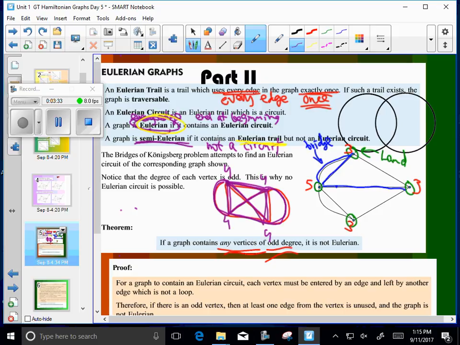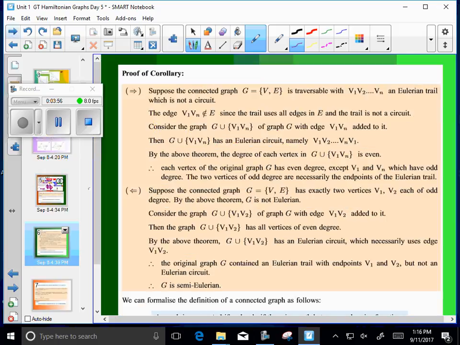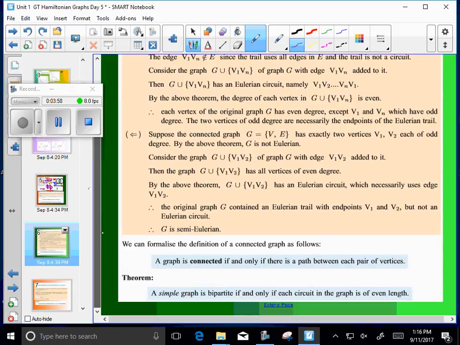What happens the moment you stick an odd one in there? Can't be Eulerian, but it could be semi-Eulerian. Is that all right? So this is theorem 1. If any of the vertices are of odd degree, it's not Eulerian. Okay, you can see some proofs, but you'll probably get the gist of it.